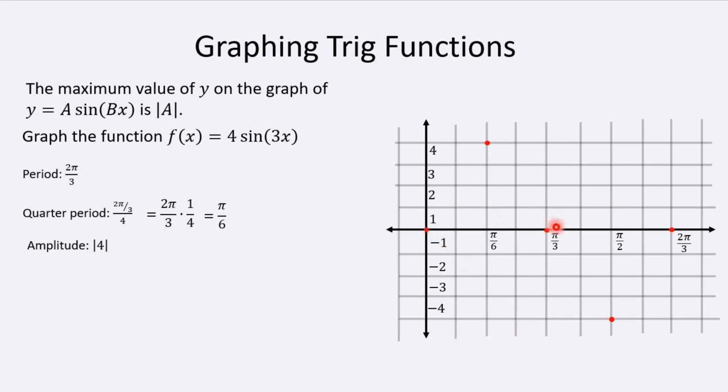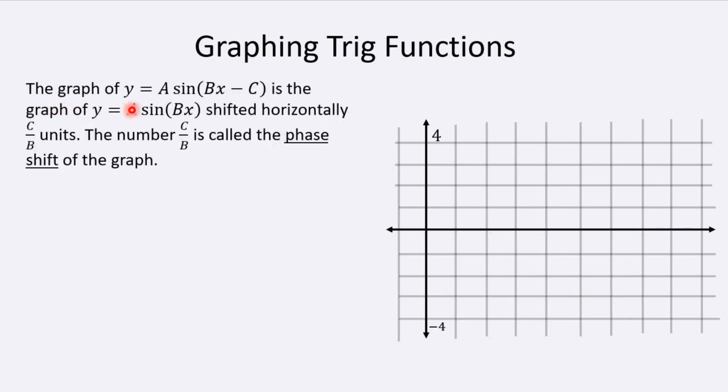So we have these 3 x-intercepts, a maximum and a minimum. That's one period of this sine wave. I just connect them. The graph of y equals a times the sine of bx minus c is the graph of y equals a times the sine of bx, which we just graphed, but it's shifted horizontally c divided by b units. So c divided by b units is the horizontal shift. The number c over b is called the phase shift of the graph. So it shifts the phase of the graph.